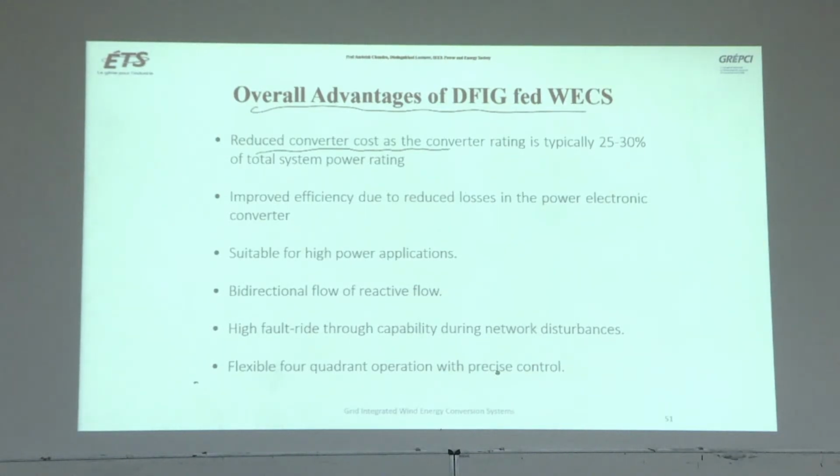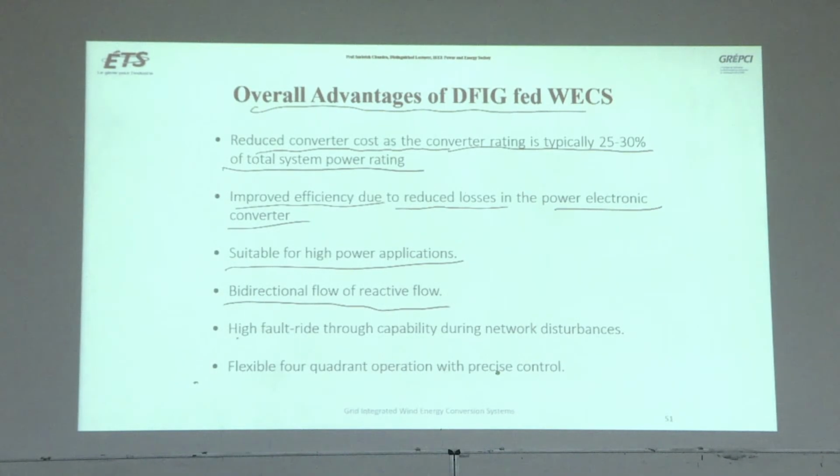So what are the overall advantages of DFIG fed wind energy conversion system? Reduced converter cost, as the converter rating is typically 25 to 30% of total system power rating. Improved efficiency due to reduced losses in power electronic converters. Suitable for high power applications. Bidirectional flow of reactive power. High fault ride through capability during network disturbances. And flexible 4-quadrant operation with precise control.